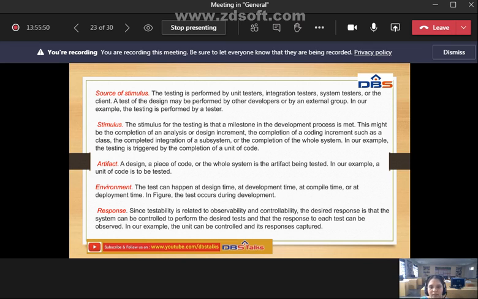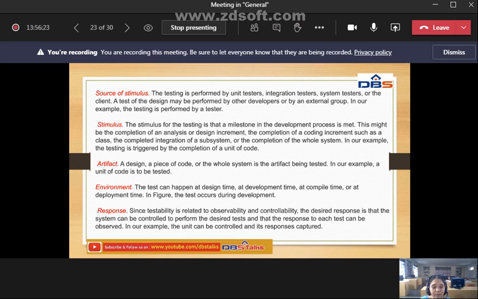Next, stimulus. The stimulus for the testing is that a milestone in the development process is met. So, in developing a particular project or architecture, testing is a milestone. This is the way we deploy a particular project or product into the market or give it to the particular client. The testing is very important. We do 2 types of testing, alpha testing and beta testing. So, this is one of the milestones.